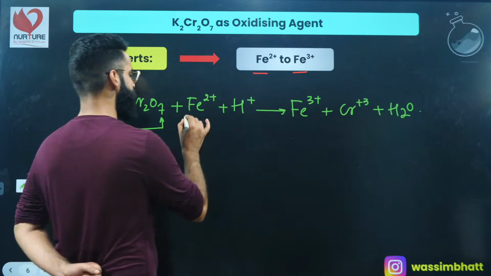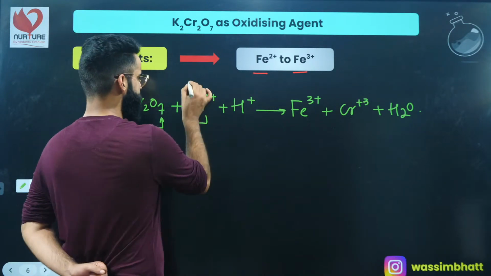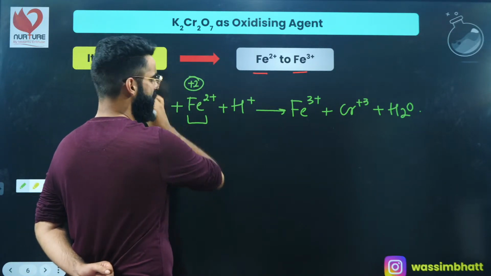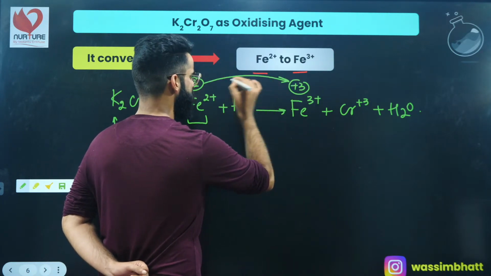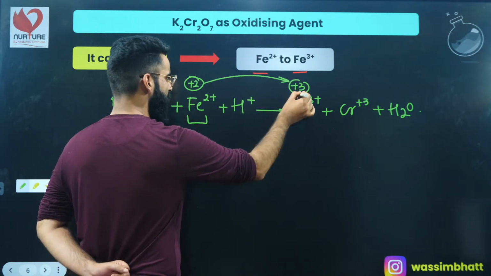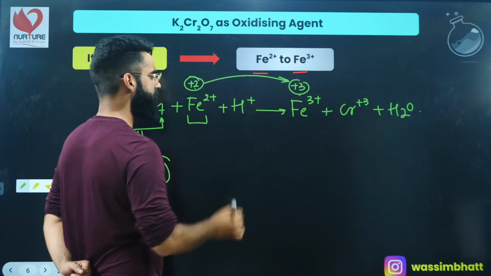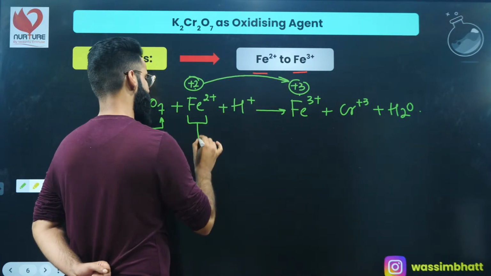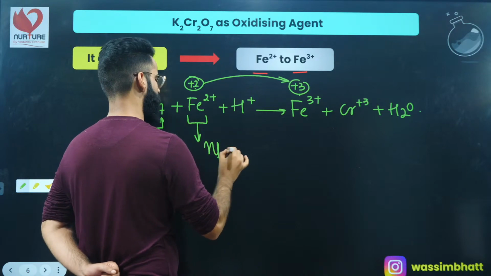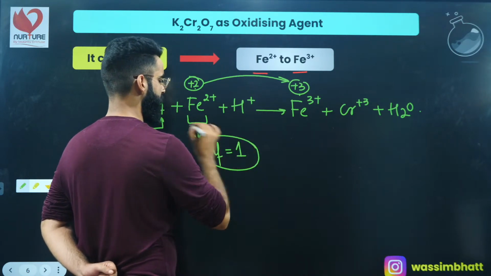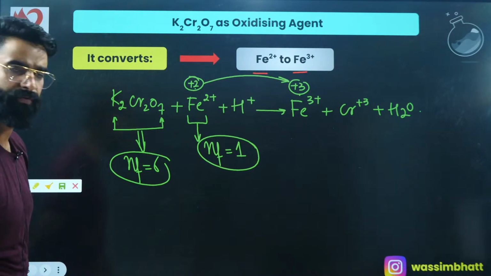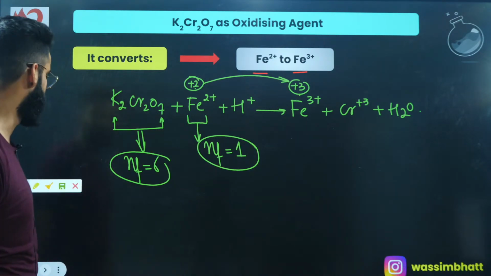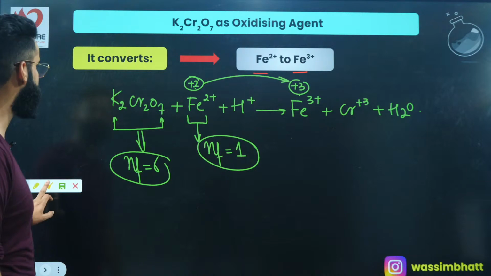If I ask you what is the N factor of this Fe di positive, this +2 is the initial oxidation state of iron right here. +3 is the final oxidation state of iron. +2 to +3, what is the change in oxidation state? Final oxidation state minus initial oxidation state, the value comes out to be 1. So the N factor of this Fe di positive over here is going to be 1 only, right? I'm sure it's clear to everyone. Perfect. Reaction number 1. Now let me write reaction number 2.